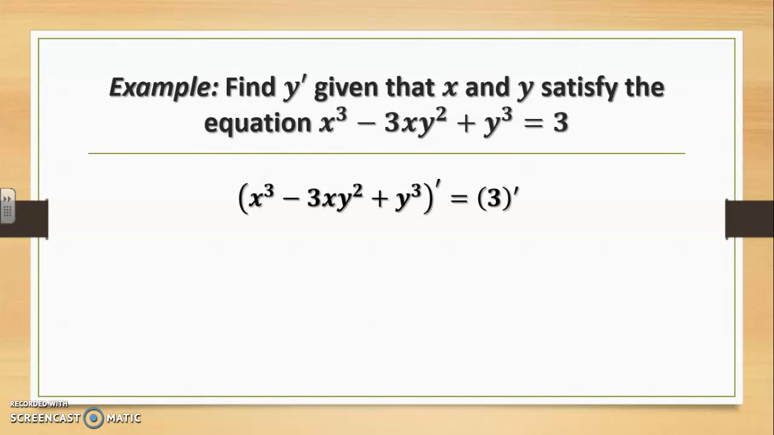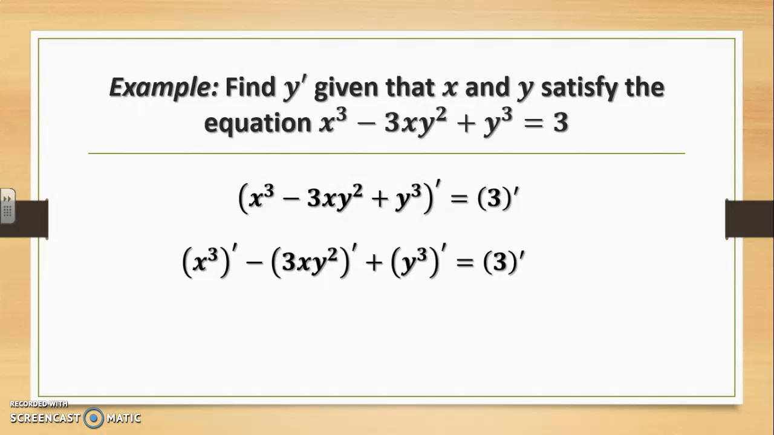We're going to start by following the guidelines, which say to differentiate both sides. So I wrote prime, but in reality we have to think we are differentiating with respect to x. So we're treating x as an independent variable, and y is a variable that undergoes changes when x changes. So that's an implicit relationship.